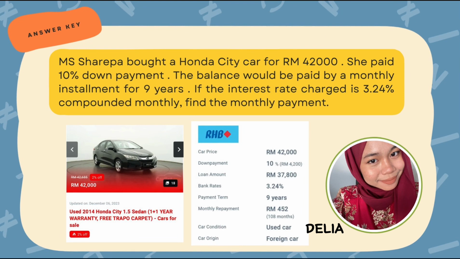For question number 1, Miss Sharifah bought a Honda City car for RM 42,000. She paid 10% down payment. The balance would be paid by a monthly installment for 9 years. If the interest rate charged is 3.24% compounded monthly, find the monthly payment.